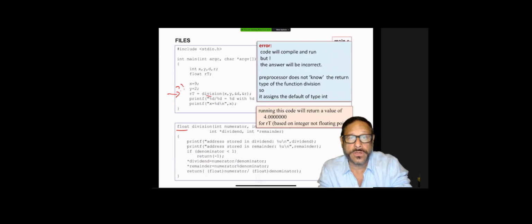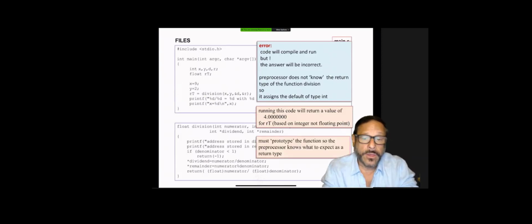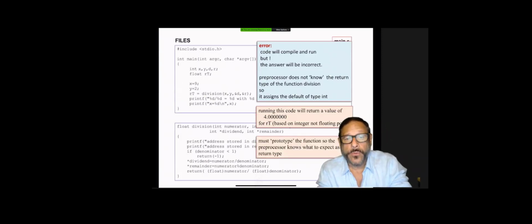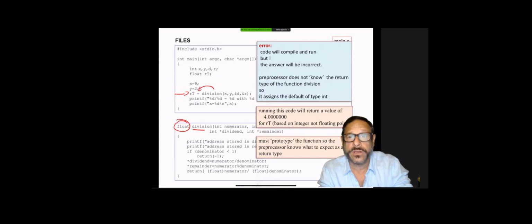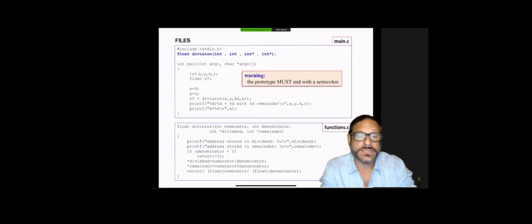This is what the compiler does. If in doubt, everything's an integer. So running this code is going to return the value of 4.0 and not the actual answer that we want. So how do we correct this? We must prototype the function. We must do this until the preprocessor knows there's going to be a function later on called division. Its return type is going to be float. Once we tell the preprocessor this, when it gets to this stage, it knows now that the return is going to fit exactly what the assignment location is.